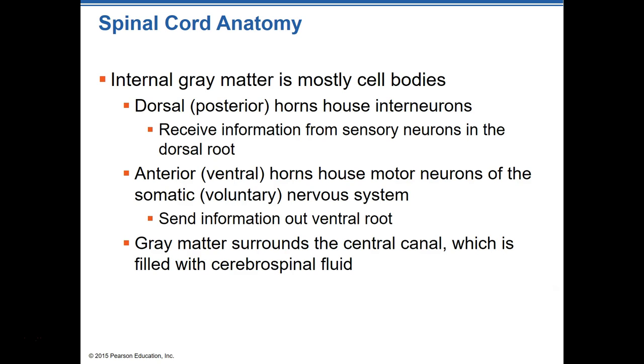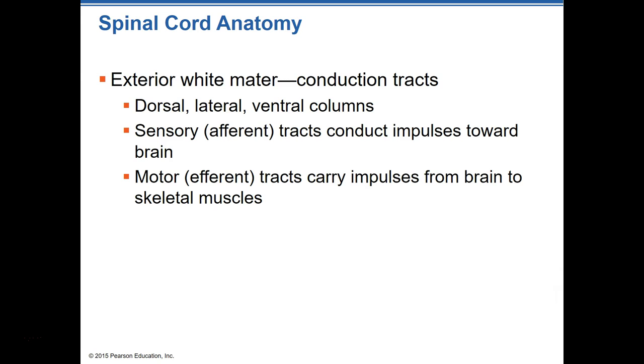When we look at a cross section of the spinal cord, the internal gray matter is mostly cell bodies, and then there's some dorsal horns that house interneurons. And then there's some anterior horns that have motor neurons, and then there's gray matter that surrounds that. Don't get all caught up with trying to remember the tracts of these. I just want you to be familiar with some of the terminology in here. I'm not going to test you on spinal cord anatomy per se. I'm more concerned with you focusing on more brain-related stuff and more peripheral nervous system stuff. Don't get all caught up in the spinal cord.